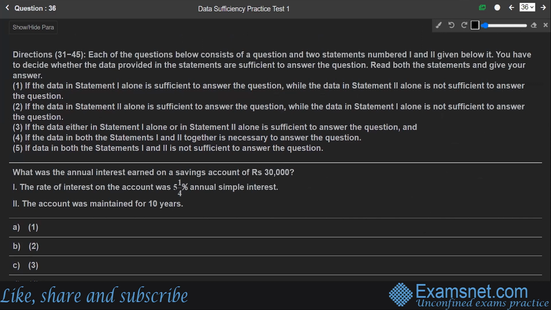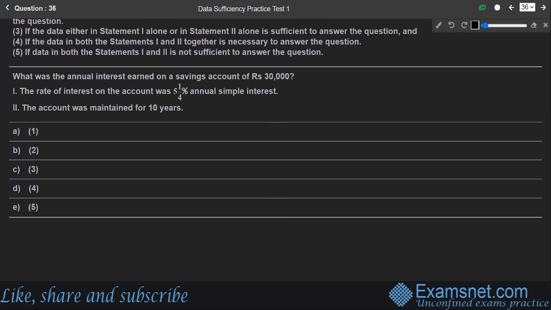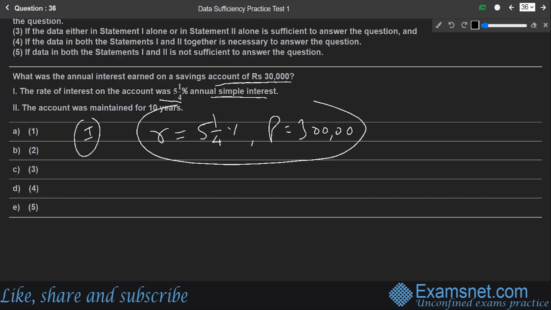Okay, now the question says, what was the annual interest earned on a savings account of rupees 30,000? So we have to find out the interest earned. The first statement says the rate of interest on the account was 5 1/4% annual simple interest. So clearly they have mentioned the rate value is 5 1/4%, and the principal we already know is 30,000. So if this is mentioned, we can find the annual simple interest.